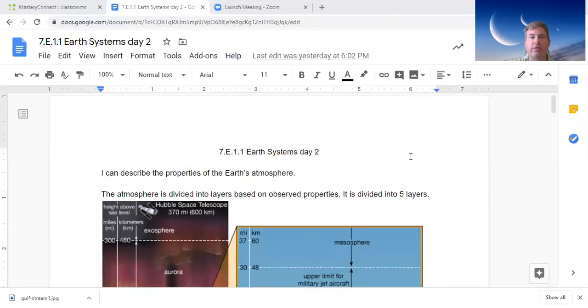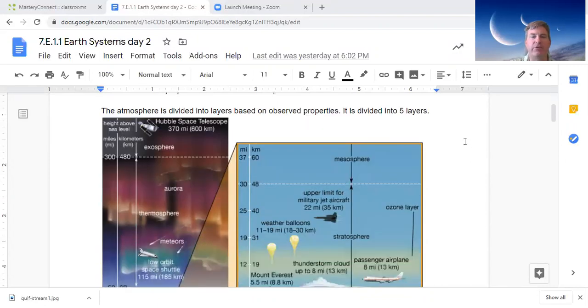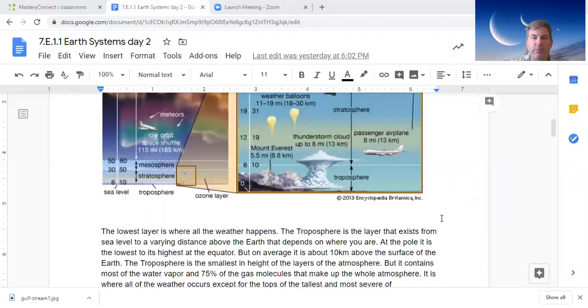So as we scroll down here in our set of notes, it says, I can describe again the properties of the Earth's atmosphere. The atmosphere is divided into layers based on observed properties, divided into 5 layers. So how many layers, guys? 5 layers. Okay, so let's get into the layers here. So right here, this little graphic's kind of got the entire thing laid out over here, and then they blew up this chunk right here down here because everything's kind of compressed down at the bottom.